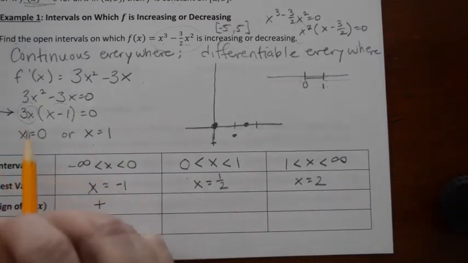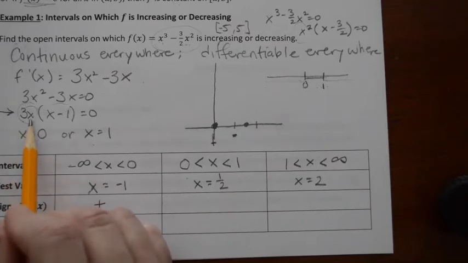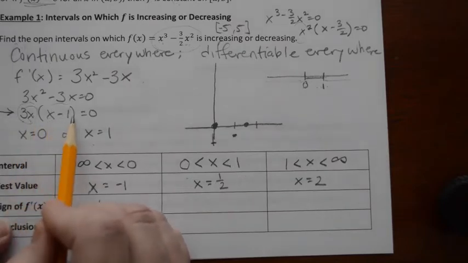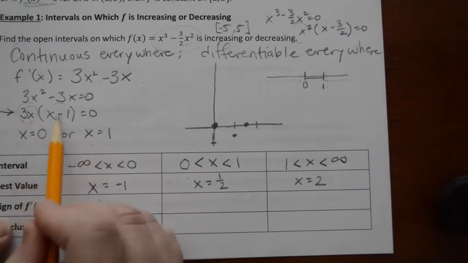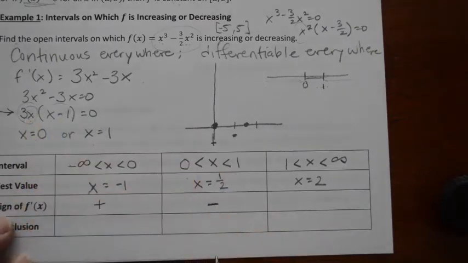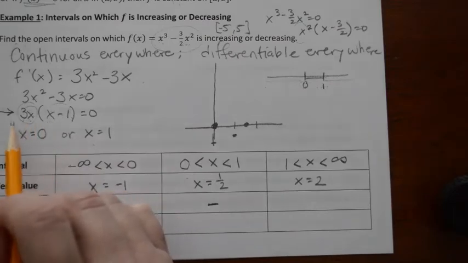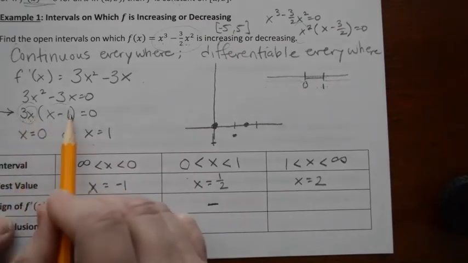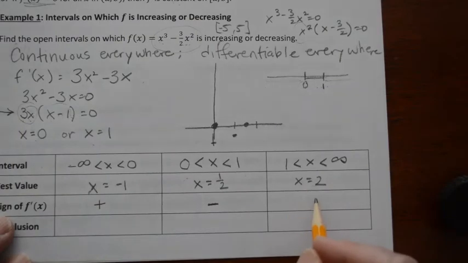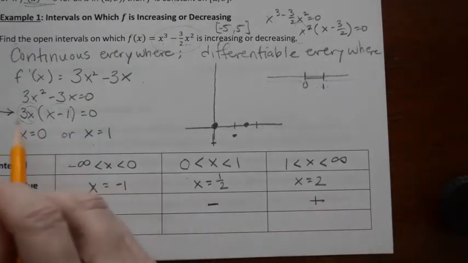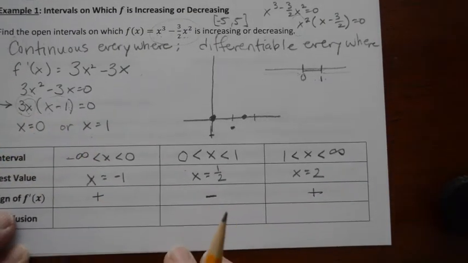I'll pick 1/2. 3 times 1/2 is positive. 1/2 minus 1 is negative. So positive times negative, this is going to be negative. And then at 2, 3 times 2 is positive. 2 minus 1 is positive. Positive times positive is positive. Again, notice I didn't care about the number. I just cared about the sign there.